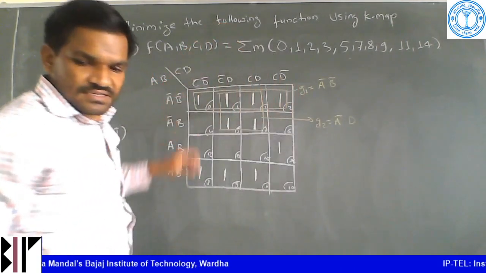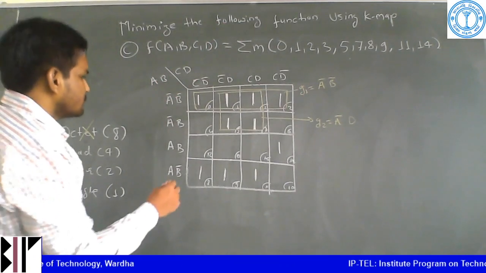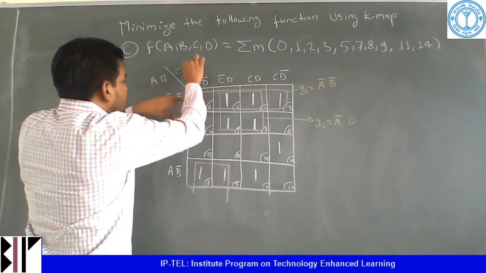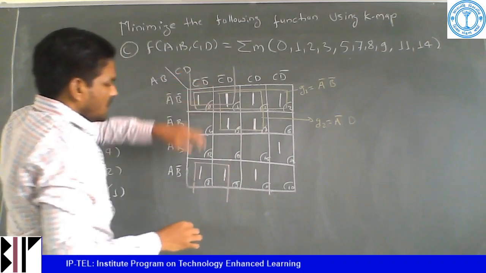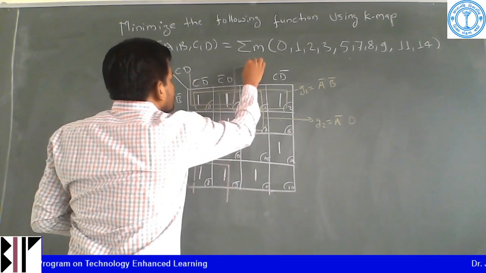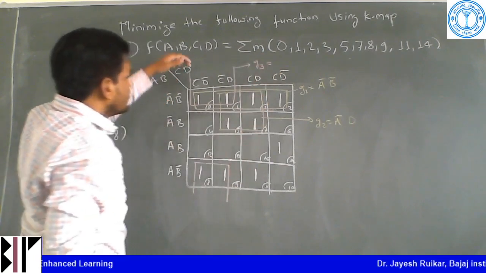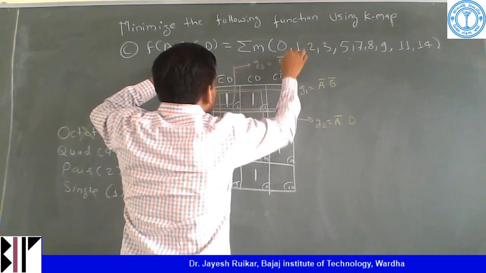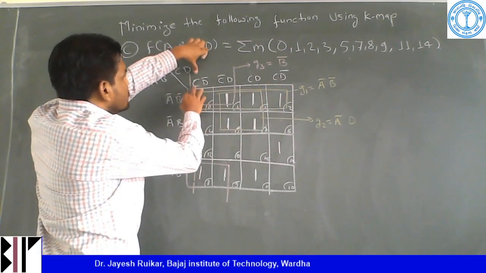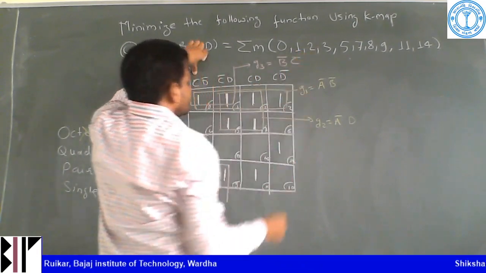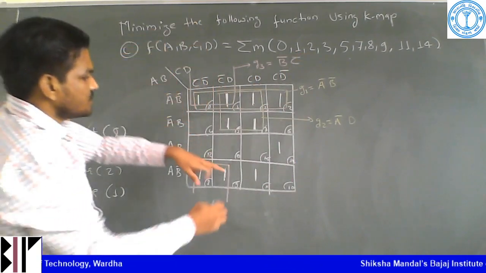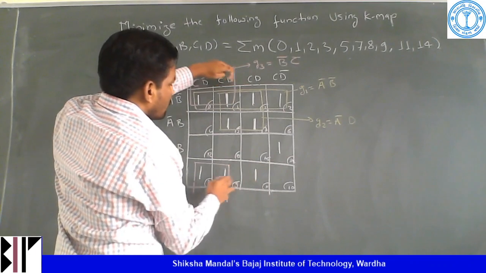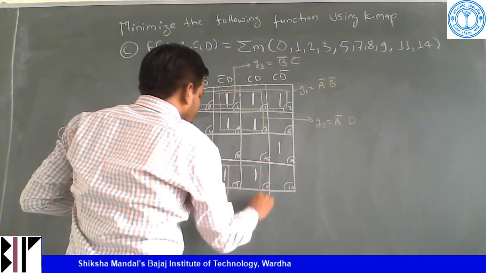Fine. Any other pair possibility? This is also one of the possibilities. So these two ones are remaining, and I can combine them with these two ones from this top corner, and I can write the equation for this. So this is my group 3. For group 3, when we look from the left side, B bar is there, and when we look from the top side, C bar is there. B bar C bar. Any other possibilities? Now these two ones are remaining. To combine these, I can form a pair, or I can form a quad also. So I will form a quad here instead of a pair.